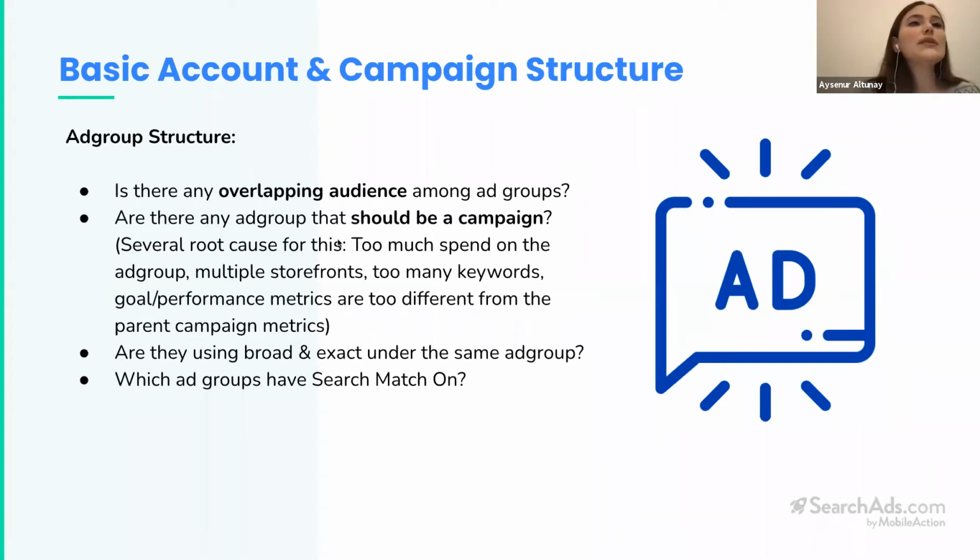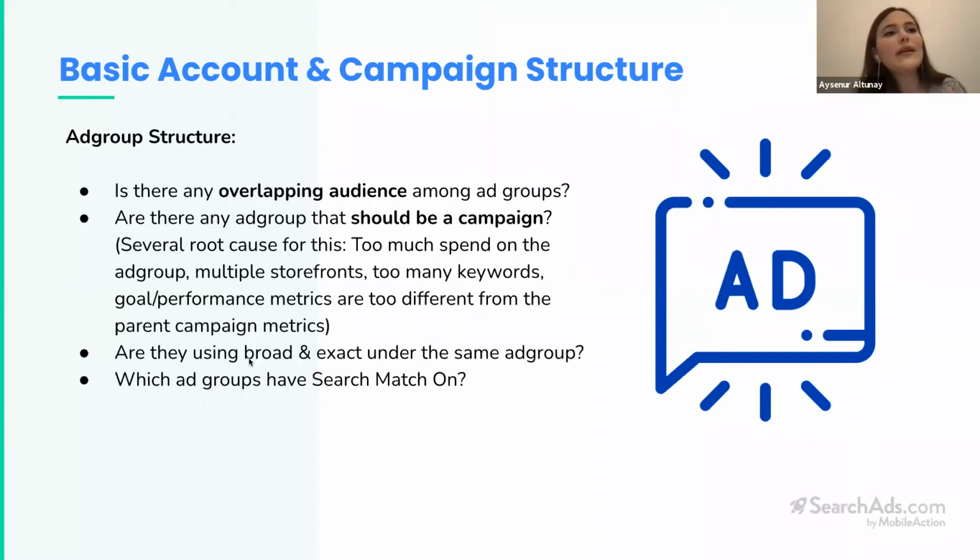And you can ask: is there any ad group that should be a campaign? For example, let's say that you have four ad groups, but one of them is consuming all the budget of your campaign, and the rest of the ad groups can't spend. So maybe you should take this ad group, open another campaign for it, and allocate another budget to it. There can be some overperforming ad groups like this. You can analyze this as well.